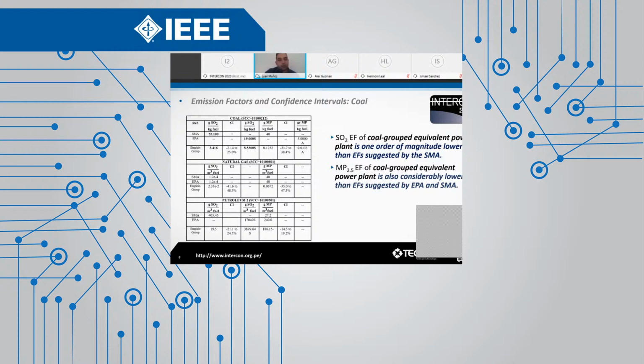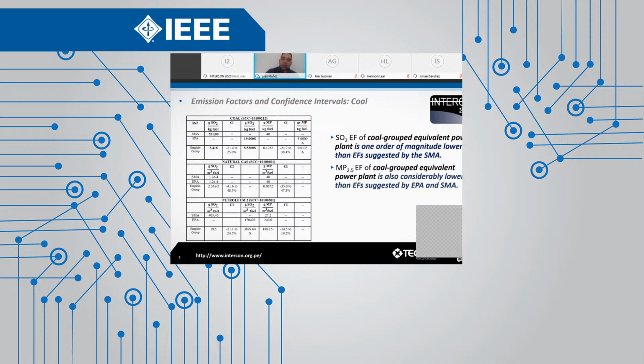And we got the same conclusion, because we have quite different emission factors in this estimation, and we also compute the confidence interval of this emission factor. In the case of SO2, it's around one order of magnitude variation between the computed ones and the empirical ones provided by the databases. In the case of PM, this is also considerably lower. These emission factors are also considerably lower.